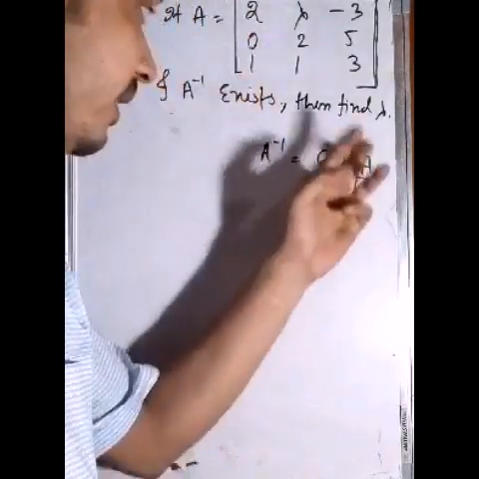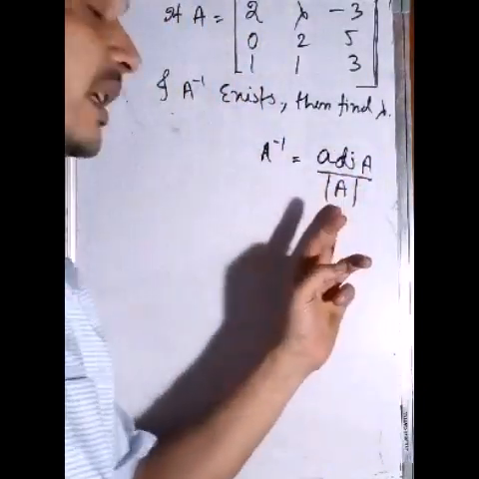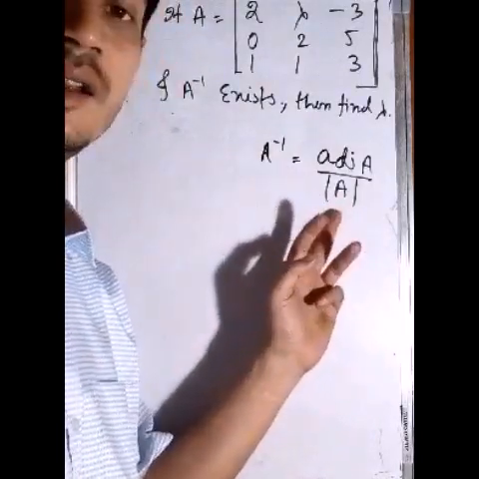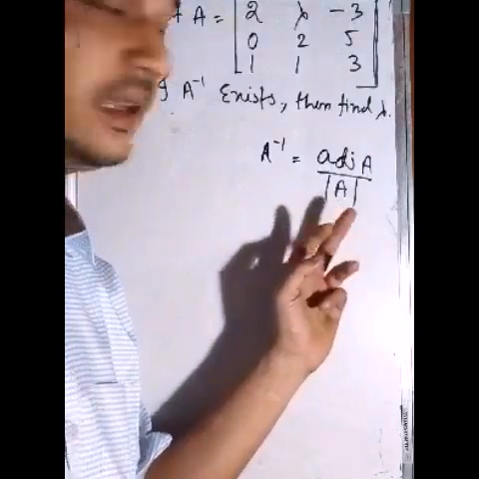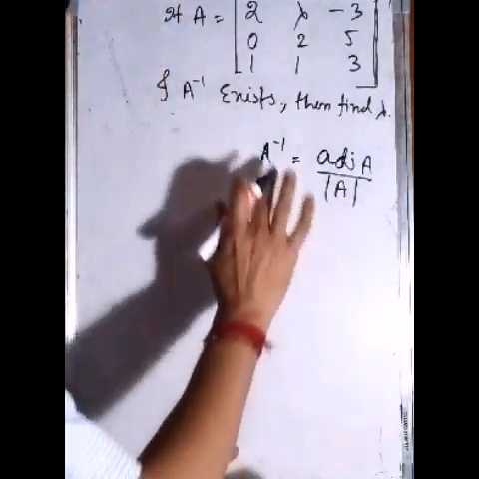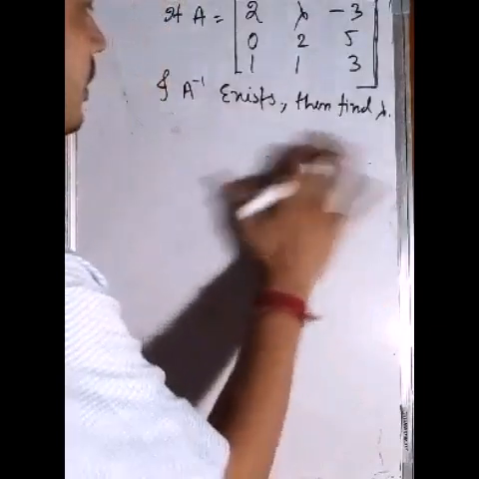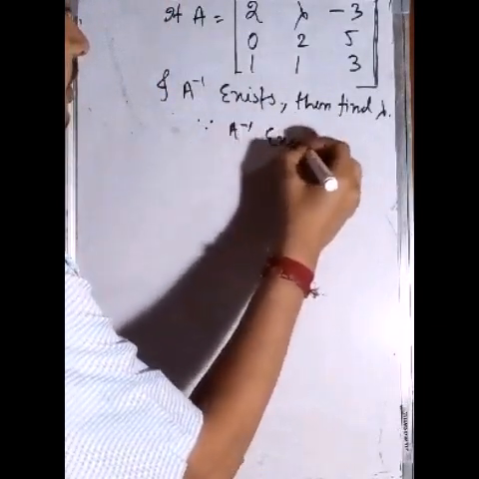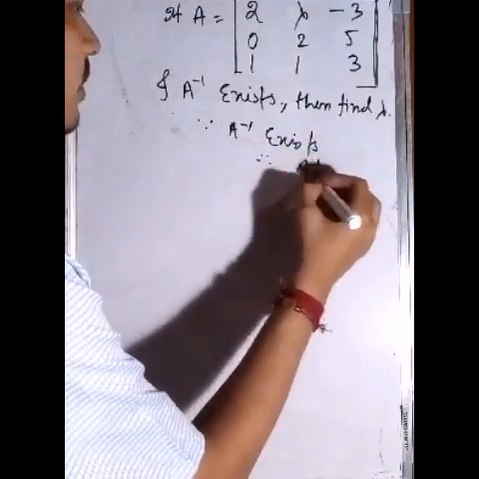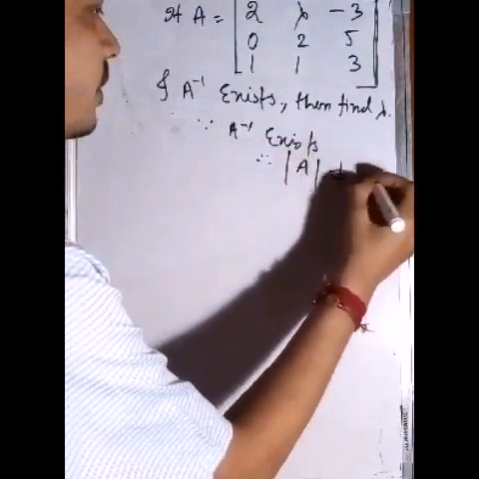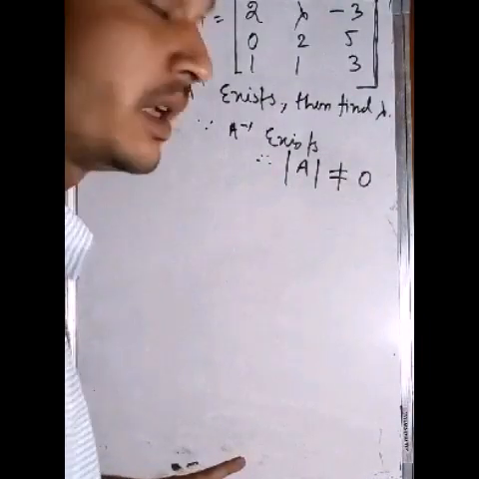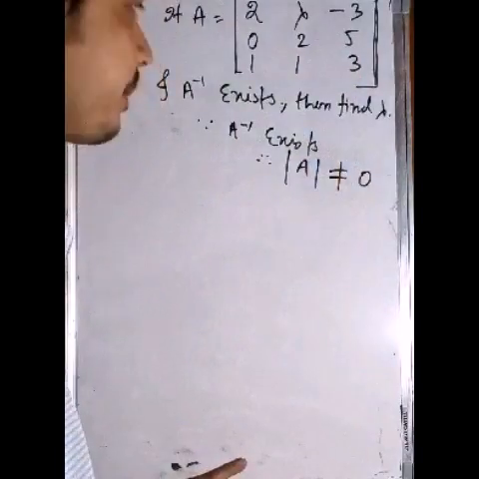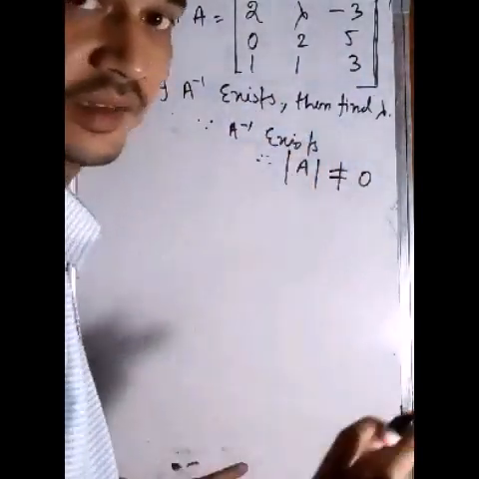Now we can see this is a fraction, and a fraction exists when the denominator is not equal to 0. So A inverse will exist when this denominator, that is delta A, that is determinant A, is not equal to 0. Clear? So since A inverse exists, we must have delta A not equal to 0. A matrix is given, its corresponding determinant cannot be equal to 0. Otherwise A inverse will not exist.